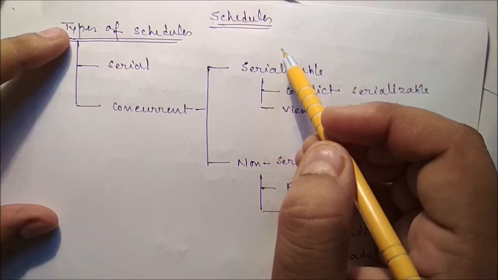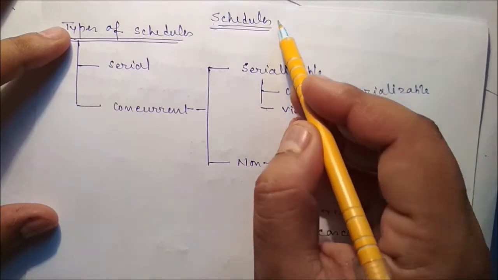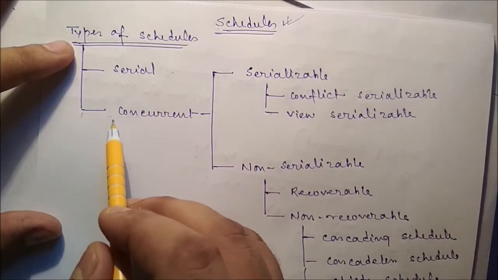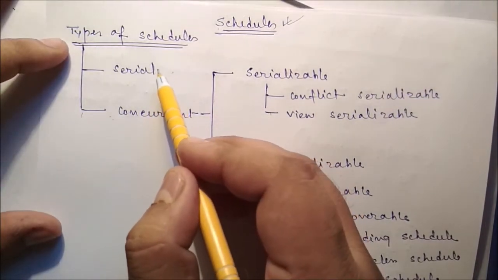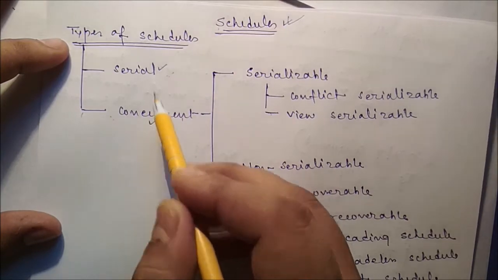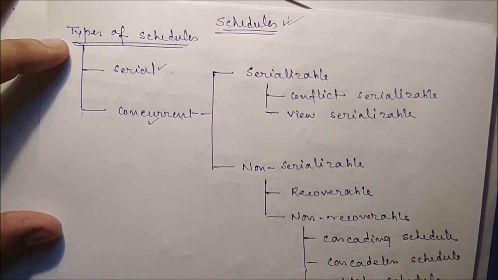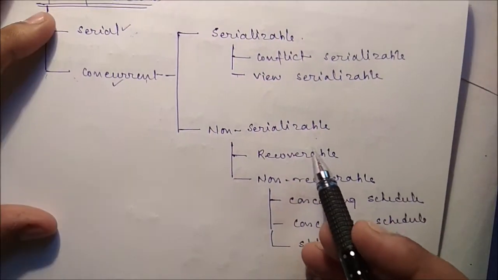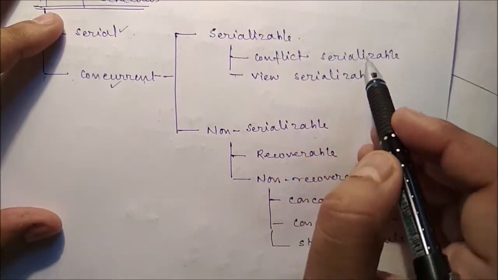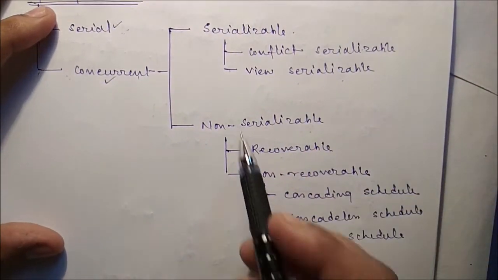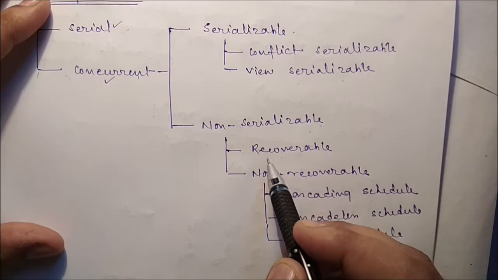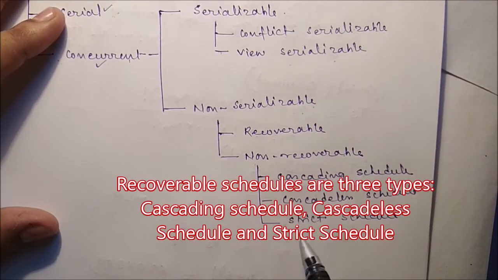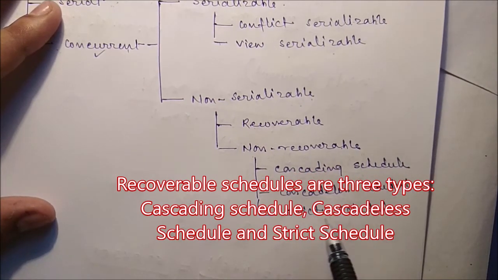Now, before explaining serializability, let's see the types of schedules. There are two types: serial schedule and concurrent schedule. We have already discussed what a serial schedule and a concurrent schedule are, and the difference between these. Next, concurrent schedules have two types: serializable schedule and non-serializable schedule. Serializable schedules are of two types: conflict serializable and view serializable. And non-serializable ones are of two types: recoverable and non-recoverable. Now, recoverable schedules are of three types: cascading schedule, cascadeless schedule, and strict schedule.